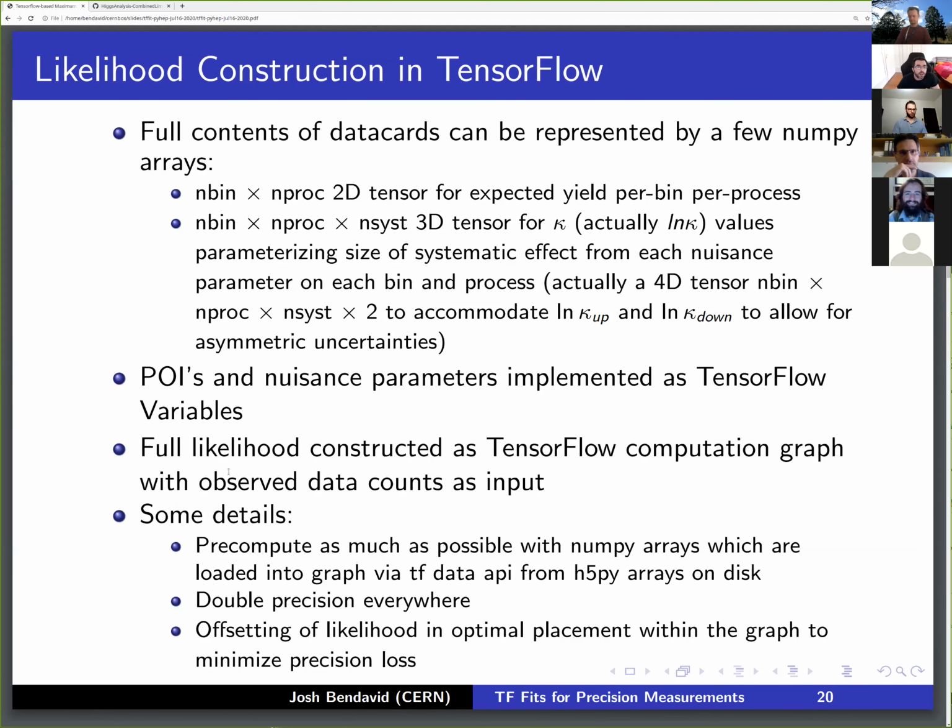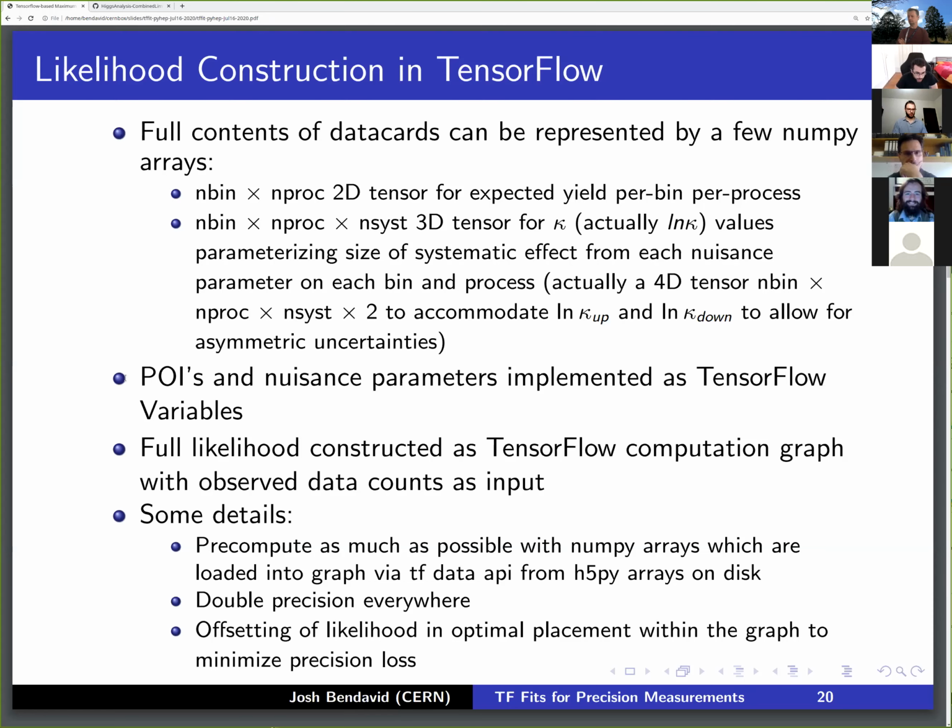The way that this goes, as I said, is that we have this 2D tensor for the expected yields per bin per process, and this 3D tensor for kappa. We actually store it as log kappa for computational convenience, which parameterizes the size of the systematic effects. There's some detail here, which is that in fact it's implemented with an extra copy to allow for asymmetric uncertainties, but that's a detail. The parameters of interest and the nuisance parameters are implemented as TensorFlow variables, and the full likelihood is constructed as a TensorFlow graph where the observed data counts are an input, which is good for running toys and stuff.